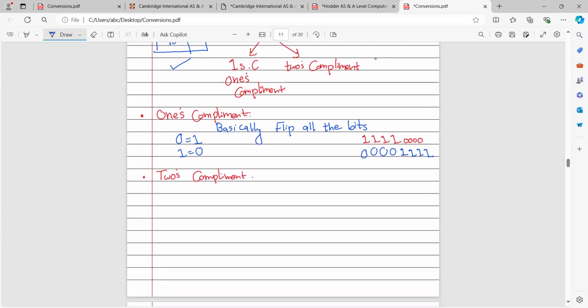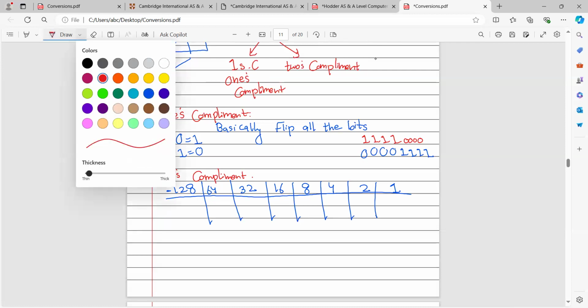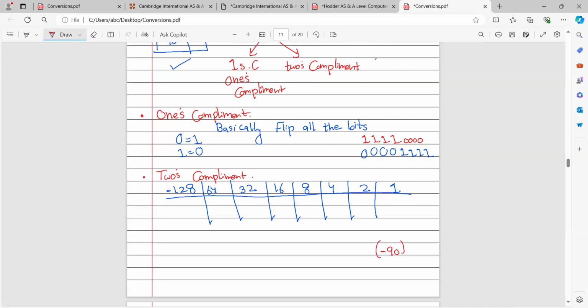Now, if you want to work with the twos complement, you have this method that is 1, 2, 4, 8, 16, 32, 64, and minus 128. Now, this is the method for twos complement. That means that if you are solving with the help of the twos complement method, you are going to use this. So let's say I have a denary number of minus 90, and I need to calculate its equivalent with the help of twos complement. Twos complement की help से मुझे इसको solve करना है.